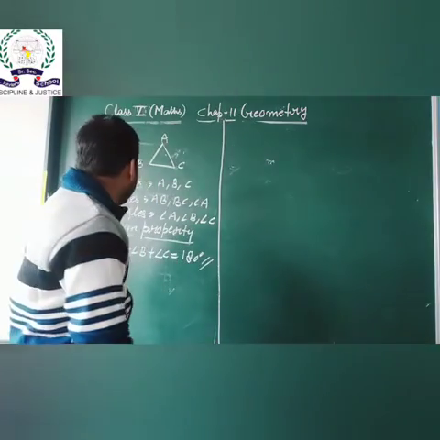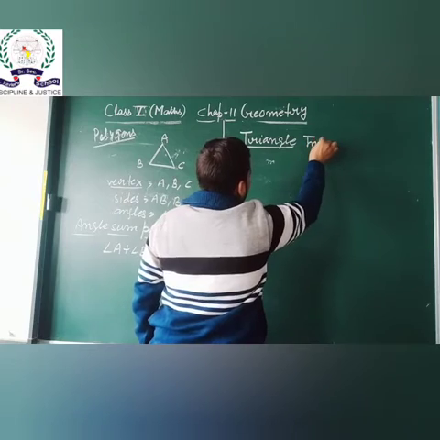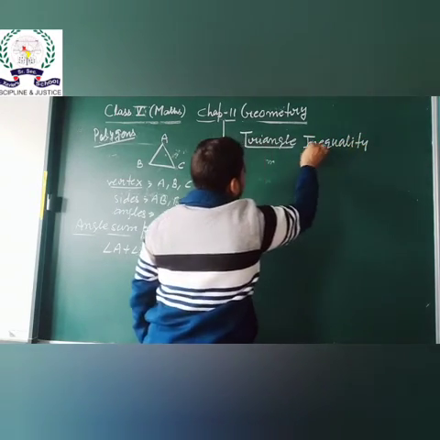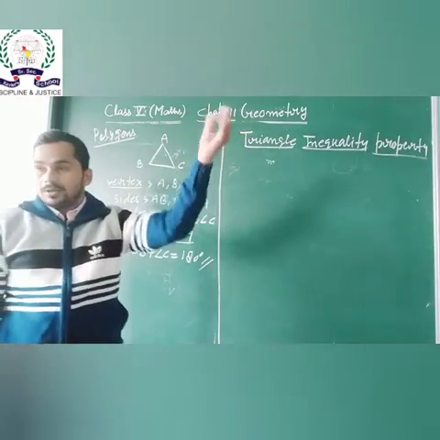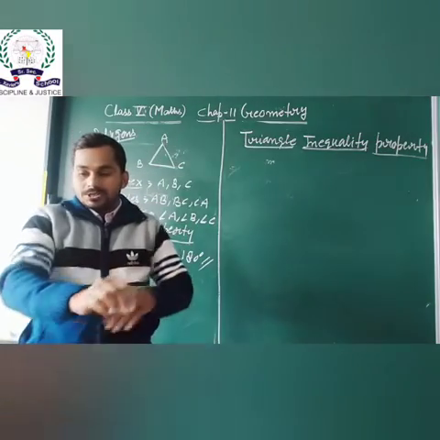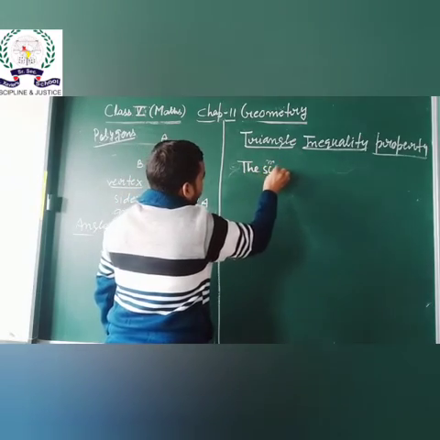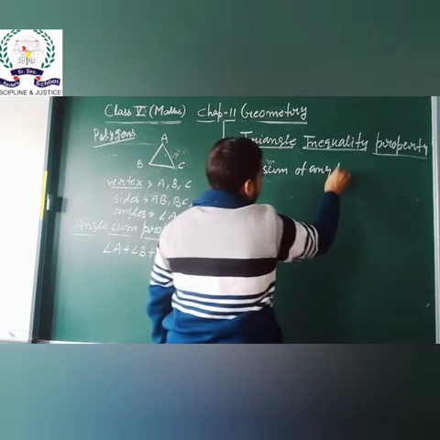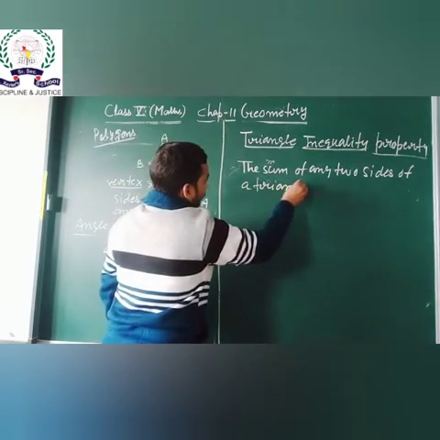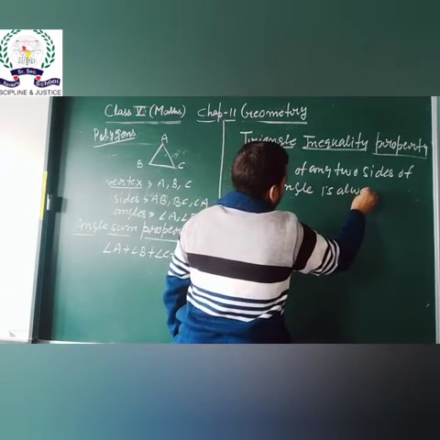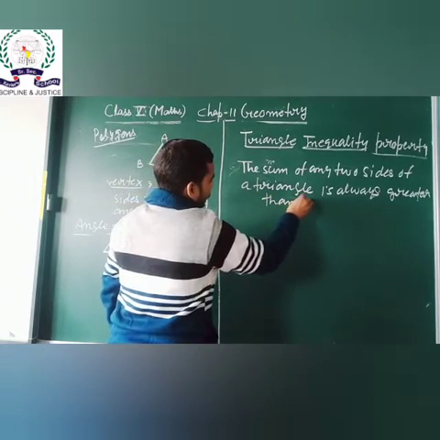Then the triangle inequality property. The sum of the lengths of any two sides of a triangle is always greater than the length of the third side.